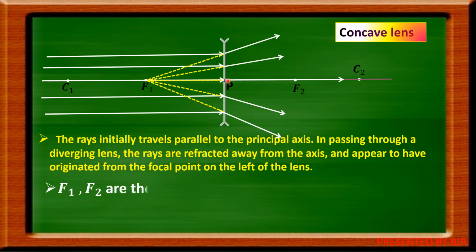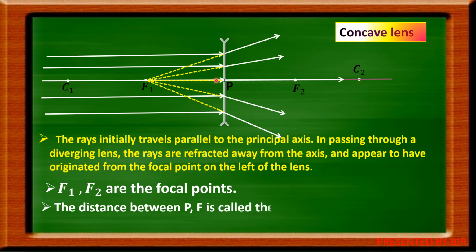So what are F1 and F2? F1 and F2 are called the focal points. And the distance between P and F, the distance between the optic center and the focal point, is called focal length. See here, from here to here, either from here to here or from here to here, it is called focal length. Okay, so F1 and F2 are the focal points.